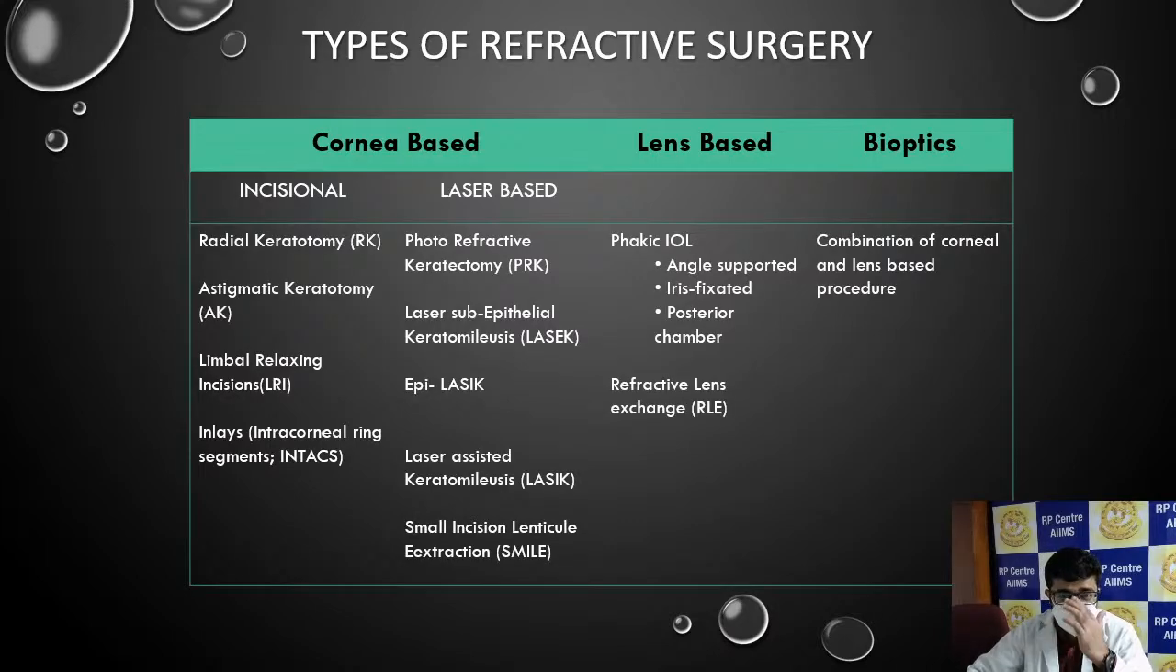And these are the various types of refractive surgeries. It can either be corneal based, lens based, or bioptics. Corneal based could be either incisional or laser based. Lens based are phakic IOLs, which can be either angle supported, iris fixated, or posterior chamber, or you can do a refractive lens exchange. And the combination of these two would be bioptics.